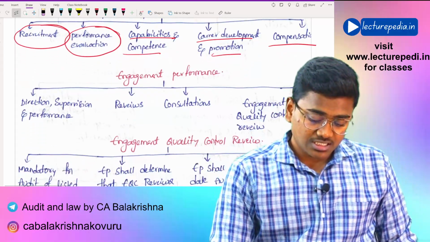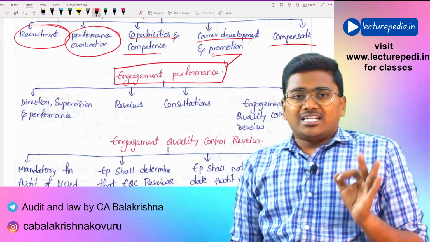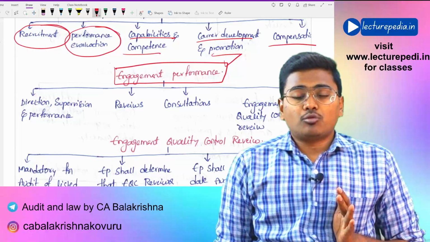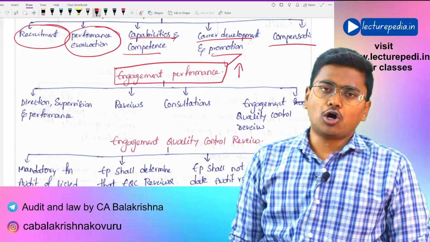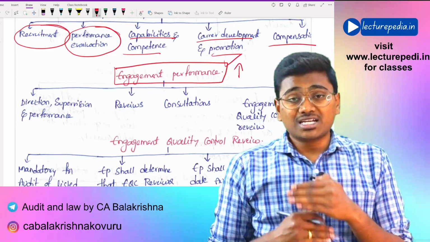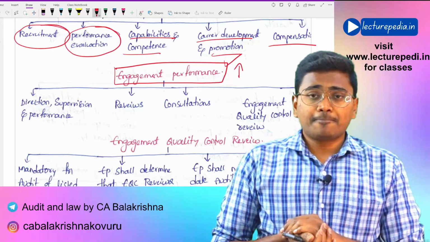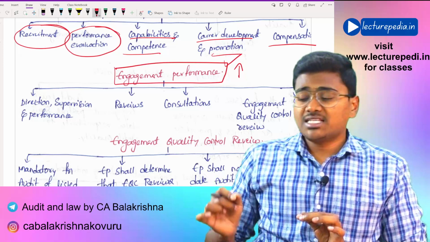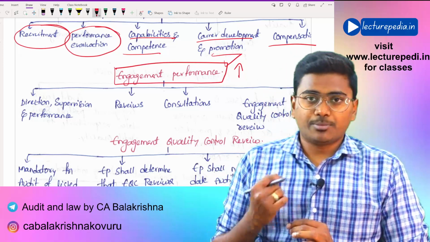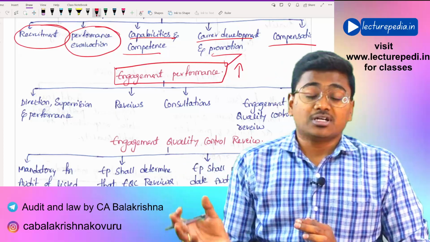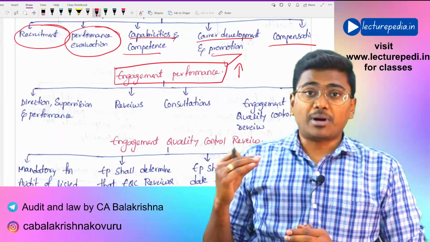And the fifth element, engagement performance. Now tell me, the ultimate objective of a system of quality control is to increase the performance of the audit engagement. Now to increase the performance of the engagement at the audit assignment level, the work that is being performed by the audit staff must be reviewed by the engagement partner, and the audit staff must work as per the supervision and direction of the engagement partner, right?